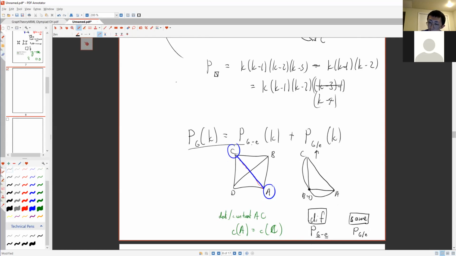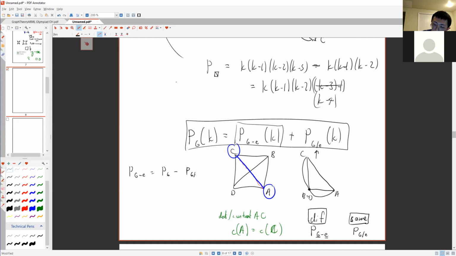So this is true, and you usually rearrange it to apply it so that you isolate this and use subtraction or something. So usually it's written like P of G minus E equals the other one minus this one. That's how we used it above.